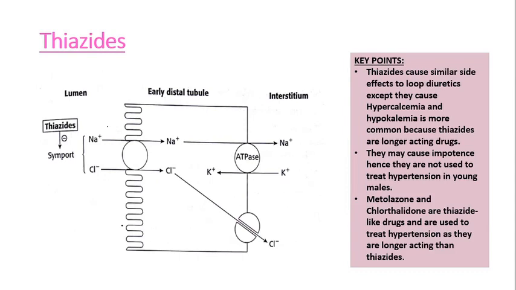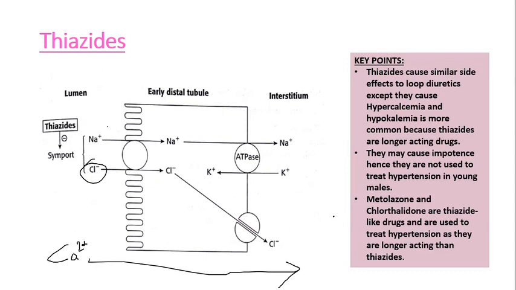Thiazides also cause similar side effects to loop diuretics, except they cause hypercalcemia and hypokalemia. Hypercalcemia because there is so much negativity in the lumen that calcium ions get paracellularly absorbed into the interstitium. Thiazides are longer acting drugs than loop diuretics. They may also cause impotence, so they are not used to treat hypertension in young males.